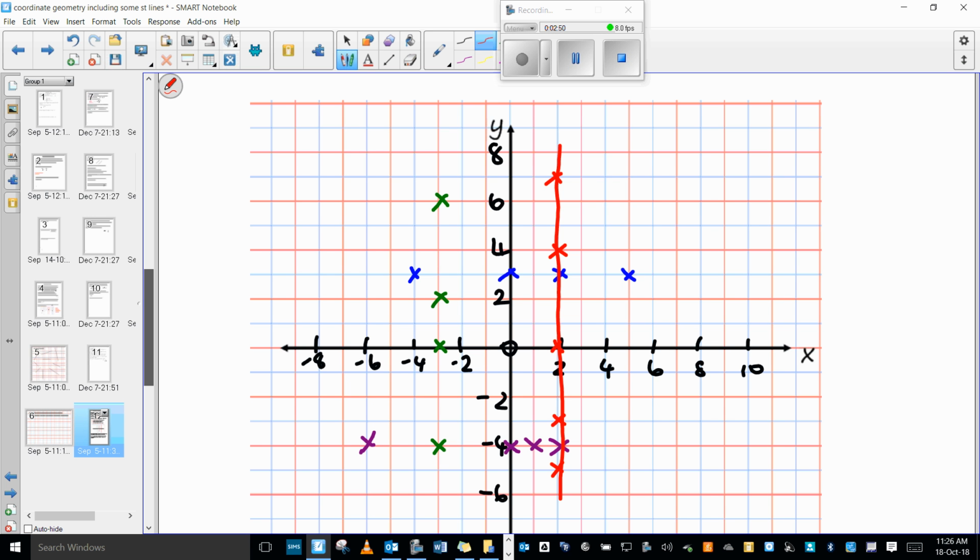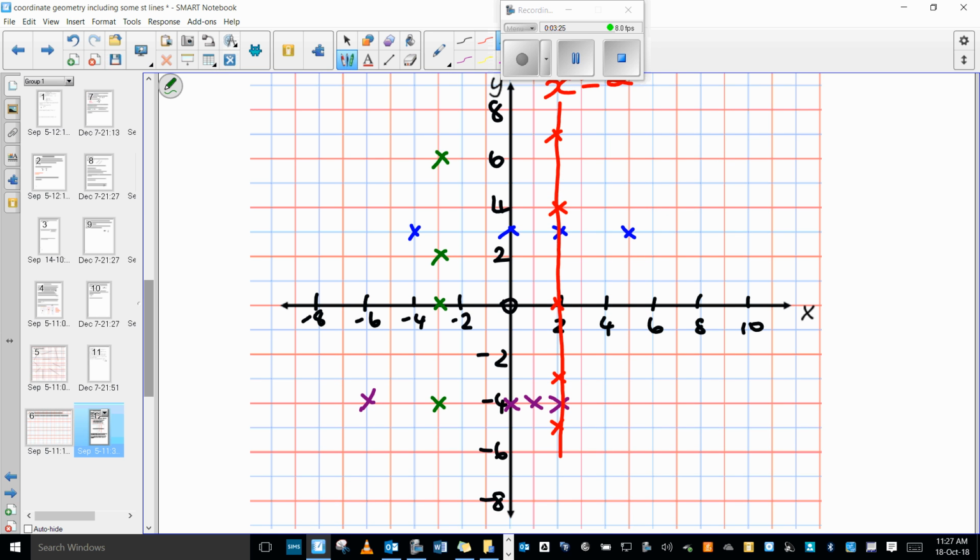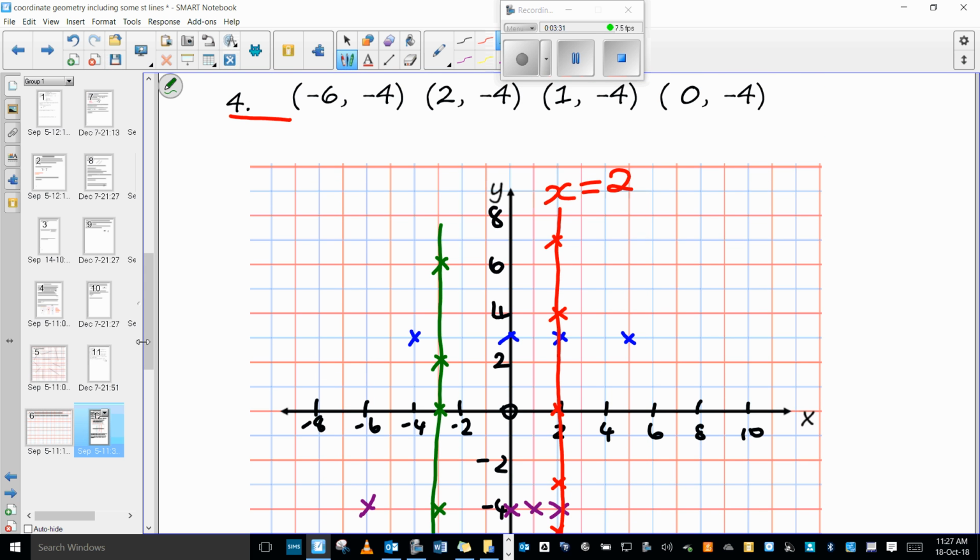So this would be known as the equation x equals 2. That's how we would describe that line, because our x value is always 2. It doesn't matter what the y value is. It's a vertical line, and it goes through the value 2. The second one, hopefully we'll go through quite quickly: that one has an x value of what? Negative 3. And again, you should have found that it was a vertical line going through negative 3. So my green line would be known as the equation x equals negative 3.